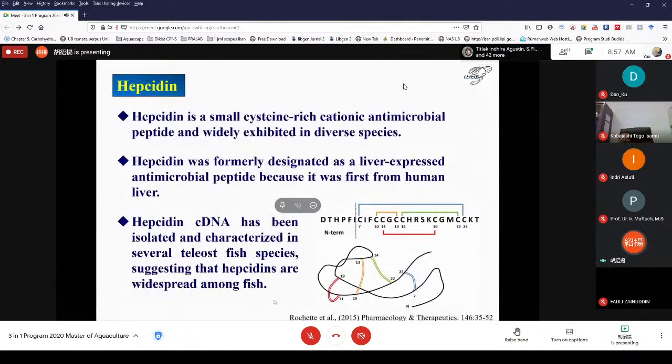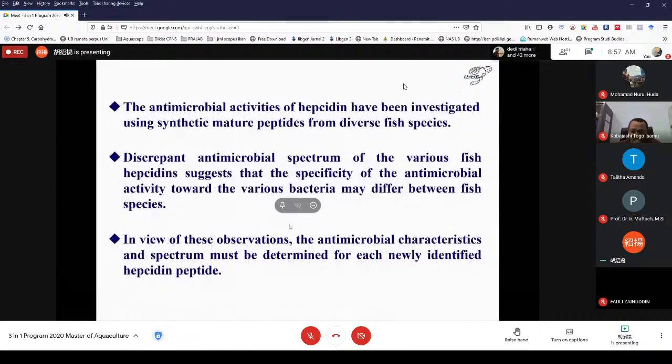When we review the papers, hepcidin cDNA has so far been isolated from several fish species, such as tilapia, salmon, and others. Even though hepcidin has been isolated from diverse fish species, when we study hepcidin's functions, we always use the synthetic hepcidin. That's the problem.